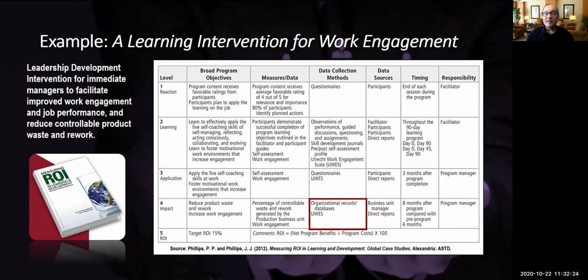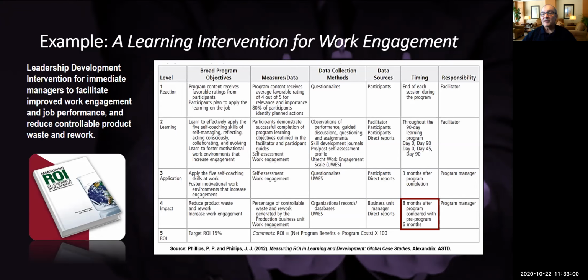Organizational records and databases are where that data would come from, the level 4 data. The UWES, or Utrecht Work Engagement Scale, would be the survey that we would give to the direct reports to see how their levels were changing. The business unit manager and direct reports are where the data was going to come from. So we had to go to the business unit manager to pull the controllable waste and rework numbers. The direct reports are where the UWES, or the work engagement data, came from.